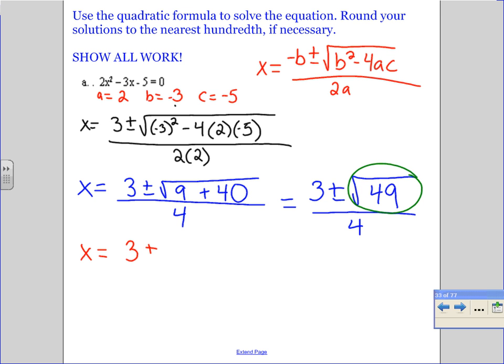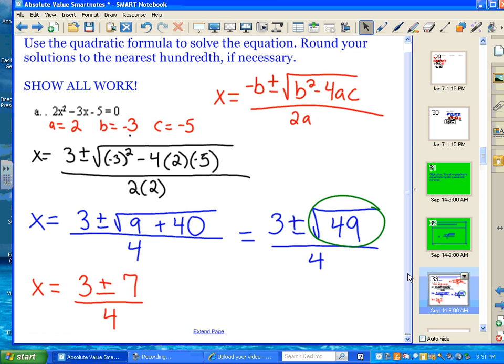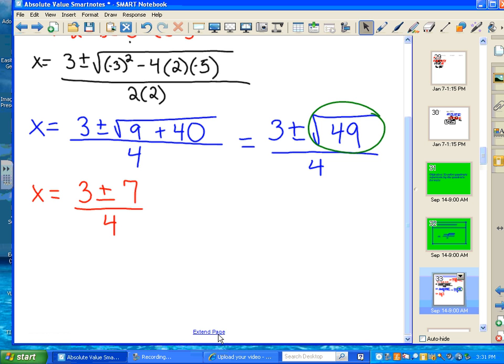Okay, so all we did was take the square root. Now this part of the quadratic formula is when we have to split it up. So this plus minus symbol right here just means one of the problems has a plus in it, the other one has a minus. So I want you to make 2 arrows here.